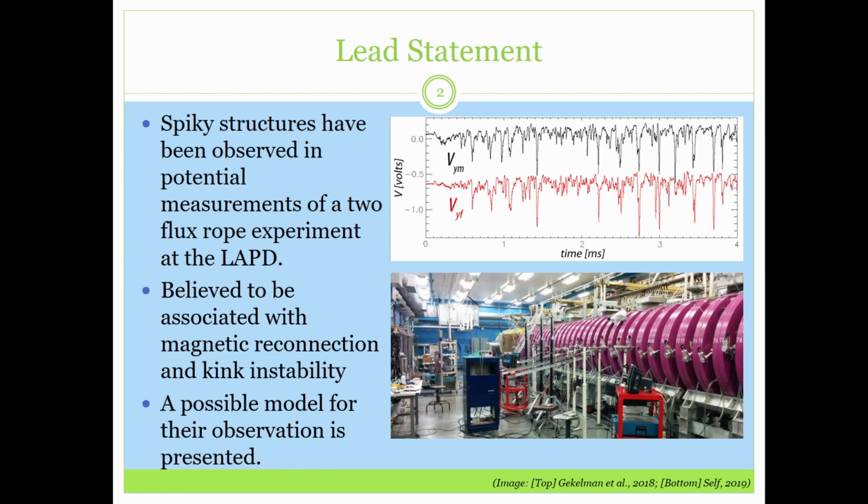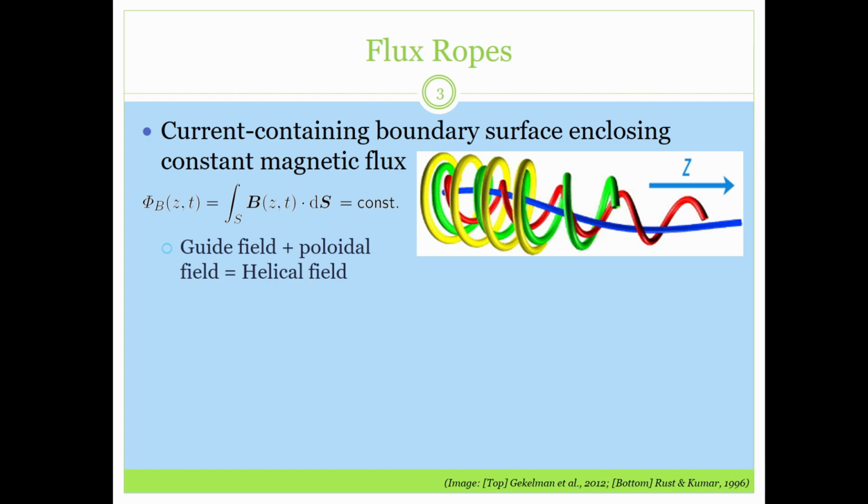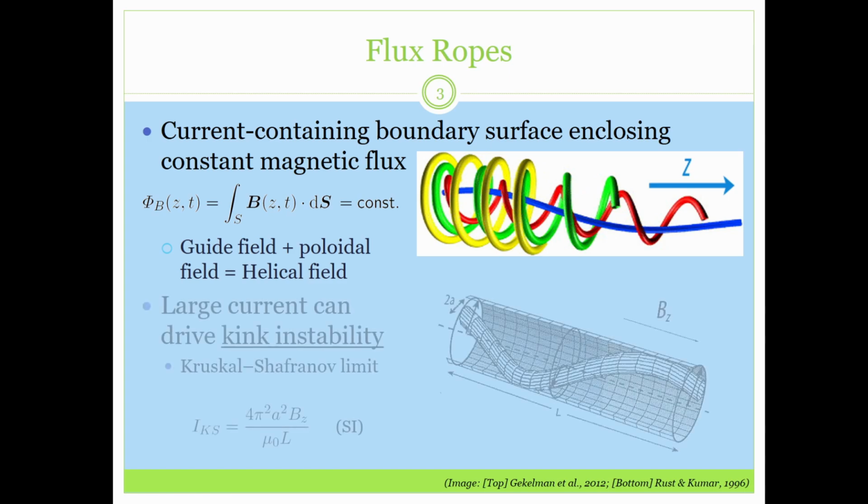be produced. So we begin by considering what a flux rope is, and it's essentially a boundary surface that encloses a constant magnetic flux. Inside this boundary surface is a current which produces a poloidal field. Together with the guide field that confines the plasma that makes the flux ropes, this produces a helical field as shown in this diagram right here.